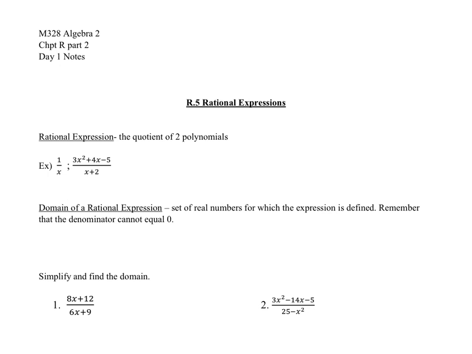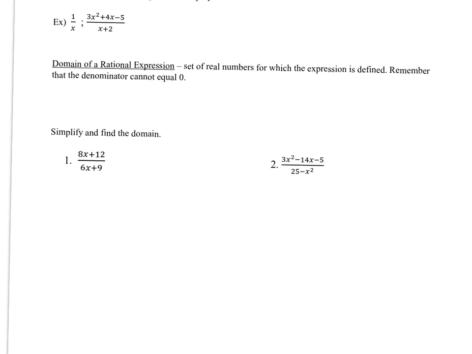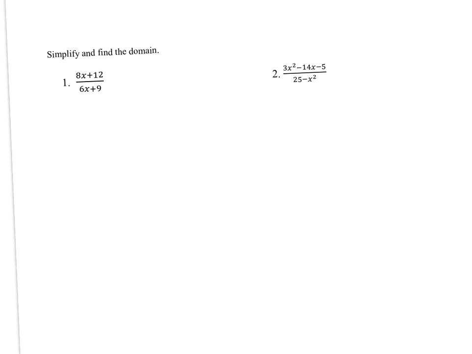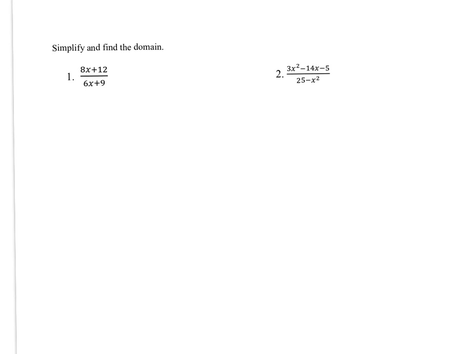First one says to go ahead, simplify, and find the domain. Okay? So let's go ahead and simplify. We're going to use all of our factoring skills. As I've said, factoring is going to come up pretty much every chapter. Therefore, (8x plus 12) over (6x plus 9). First of all, do not just say, well, 8x over 6x is 4 over 3, and then 12 over 9 is 4 over 3.